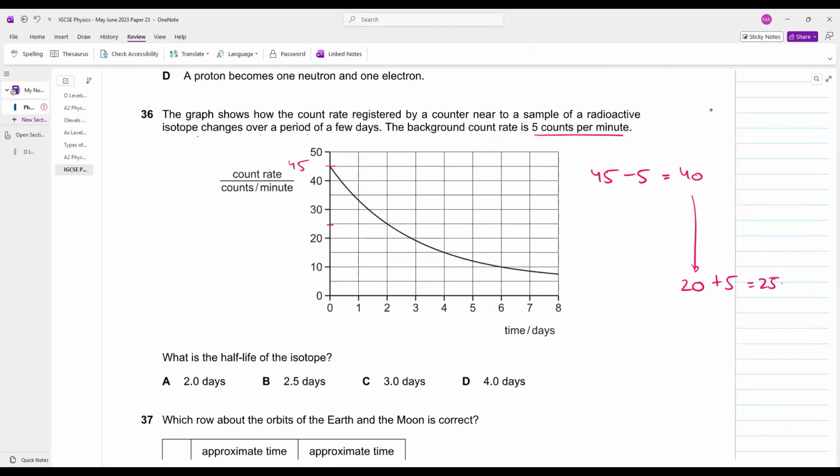When is your count rate 25? Here. This time taken is the time taken for the number of nuclei to halve. This is your half life. The half life comes out to be 2 days.